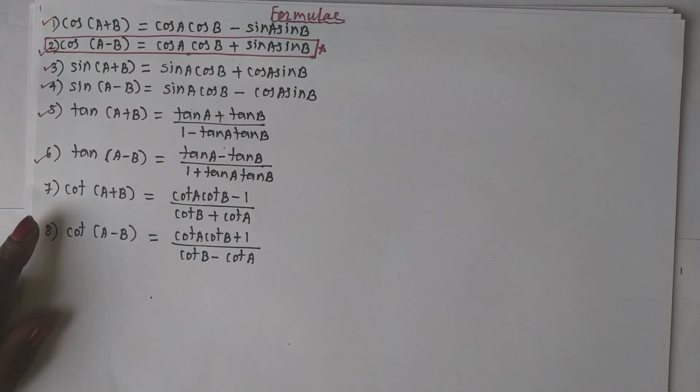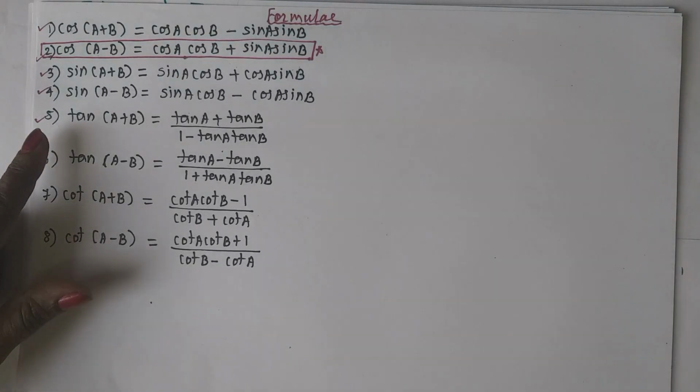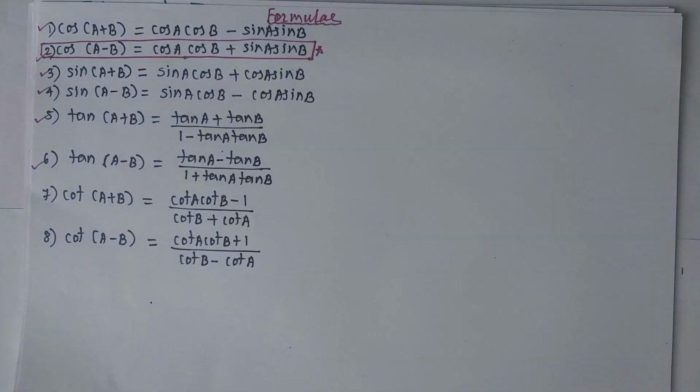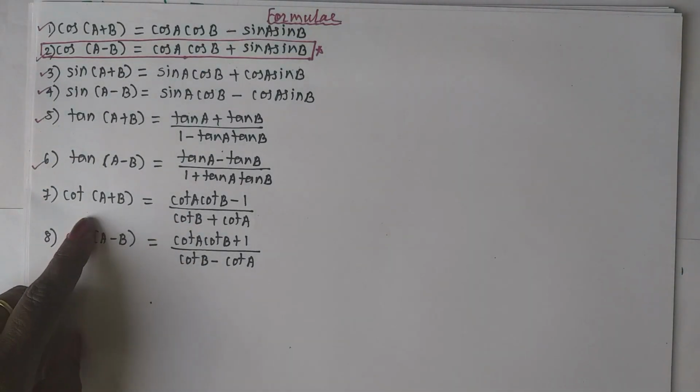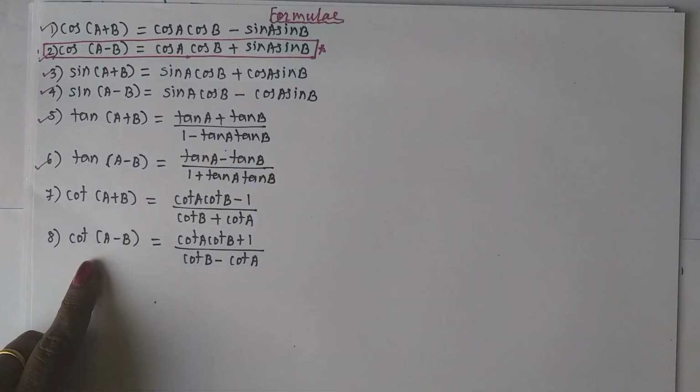There is no need to remember the formula of cot(A + B) and cot(A − B), because if you find the value of tan(A + B), take the reciprocal of that, you will get cot(A + B). Value of tan(A − B), you take the reciprocal of that, you will get cot(A − B).